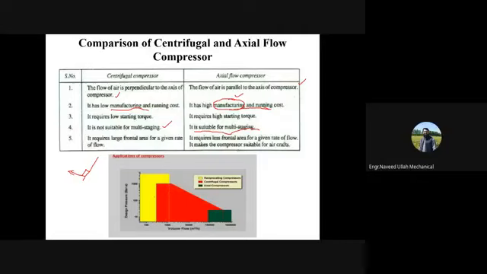So if you want, you know, to use it for very high pressures, but your requirement for the flow rate or the volume flow is not too much, you can use this reciprocating compressor. But if you want that at the same time we are having the more pressure, we want more pressure, but also a bit more volume flow, so you can use this centrifugal compressor. But if you want a relatively low pressure but too much volume flow, so you can use the axial flow compressor.